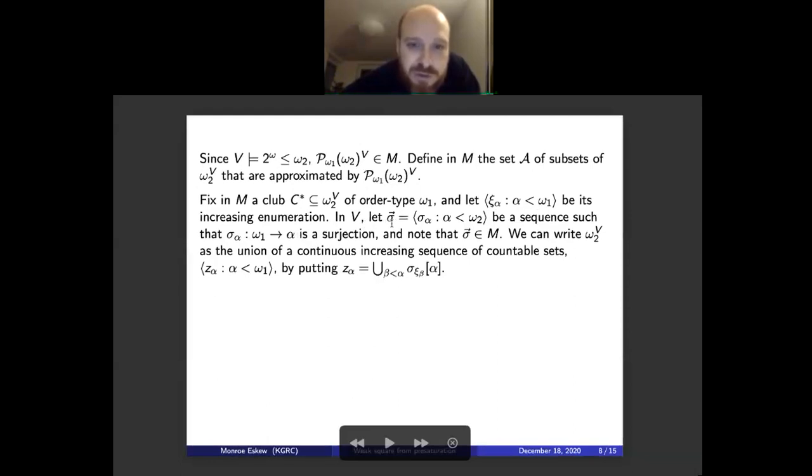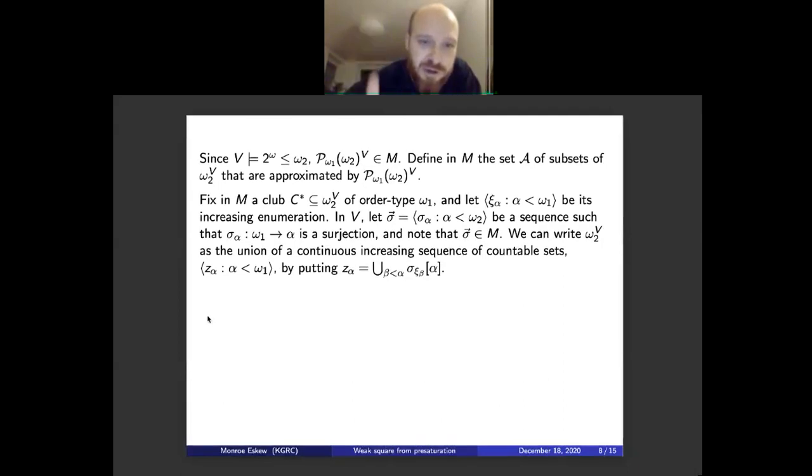And then in V, let's also fix a sequence of bijections, or surjections I guess, witnessing that the ordinals below omega 2 have cardinality omega 1. That's all we need. And note that for the same reason that all subsets of omega 2 of V are members of M, this sequence of surjections is also in M, because you can apply j to it, cut it, and then you get the original thing.